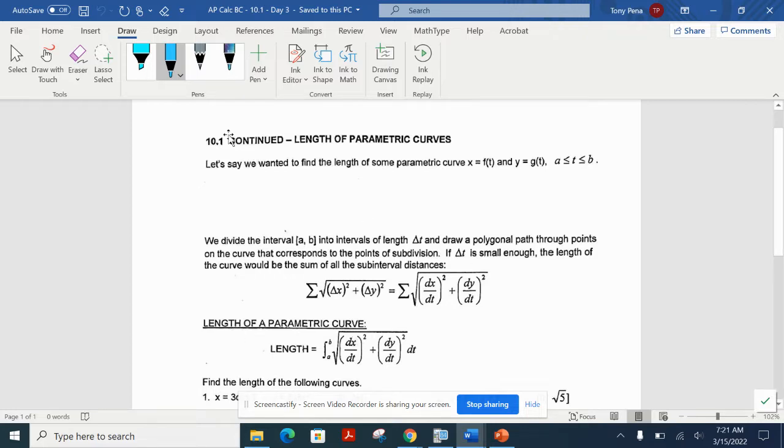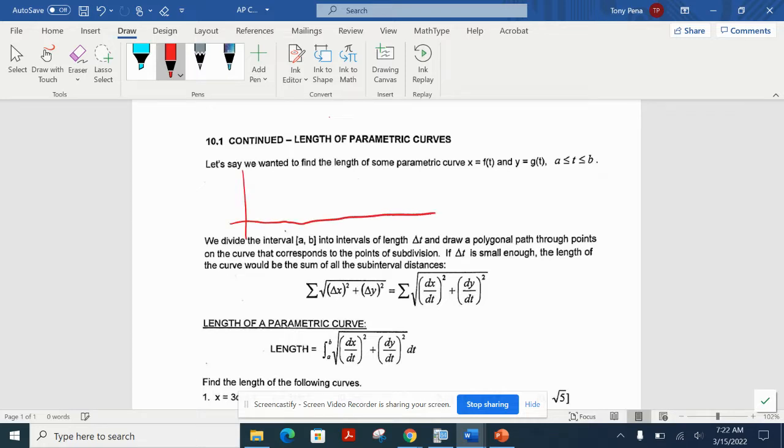So we've got a couple videos, 10.1 day 2 or day 3 here, and then we'll start on 10.2. Both of these are pretty quick. You can see the title of the section is length of a parametric curve. We've obviously graphed those parametric curves. That's what you've quizzed on.